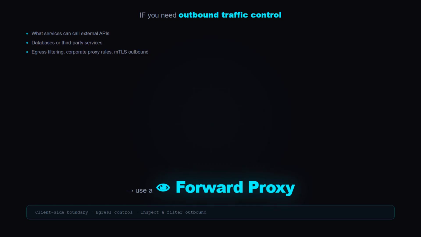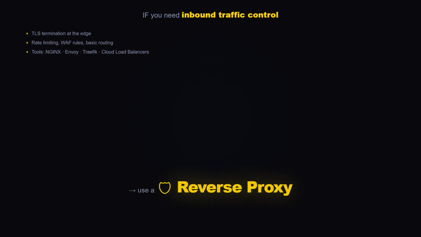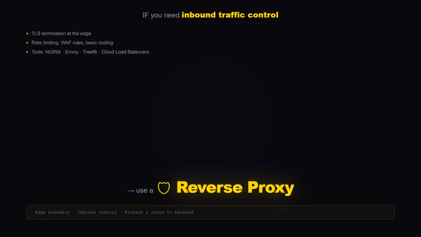That's your client-side boundary. Think egress filtering, corporate proxy rules, mTLS outbound. If you need to control inbound traffic, TLS termination, rate limiting at the edge, WAF rules, basic routing. Use a reverse proxy. That's your edge. Tools like NGINX, Envoy, Traefik, or cloud load balancers.